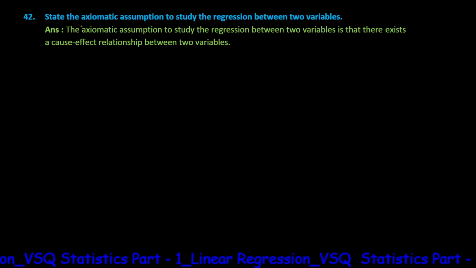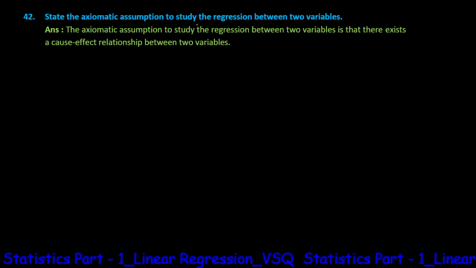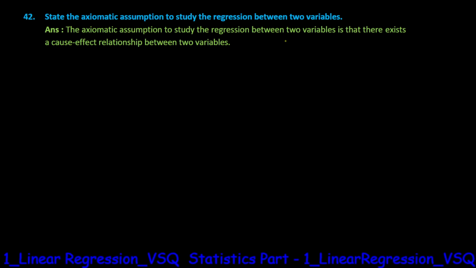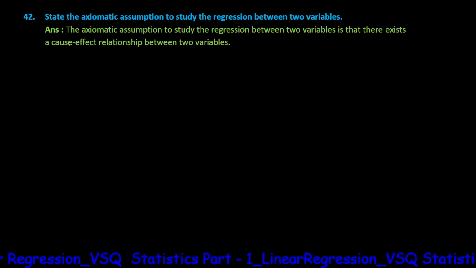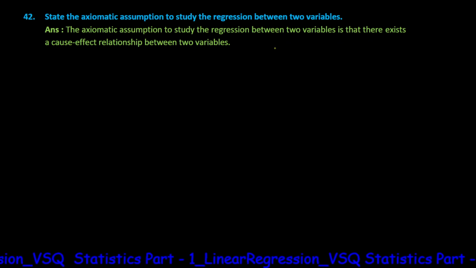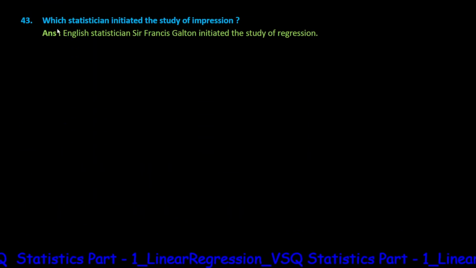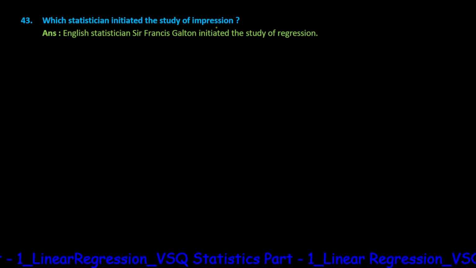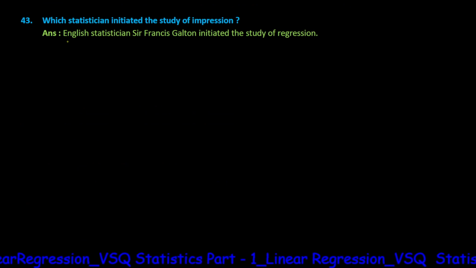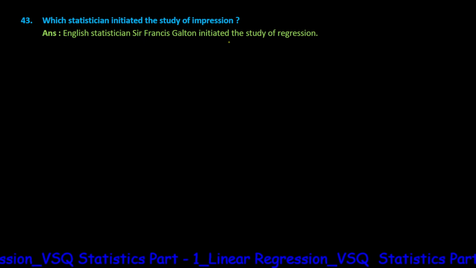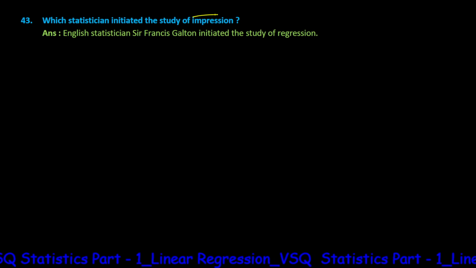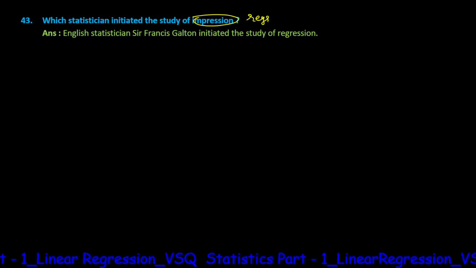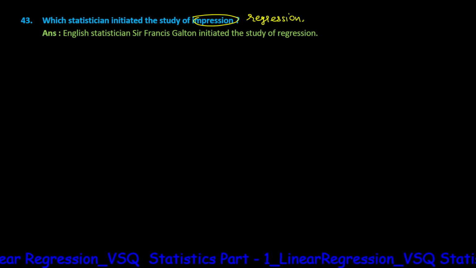Question 42: state the axiomatic assumption to study the regression between two variables. The axiomatic assumption is that there exists a cause-effect relationship between two variables. Question 43: which statistician initiated the study of regression? The English statistician Sir Francis Galton initiated the study of regression. Actually, here the word is a printing mistake; regression is meant.